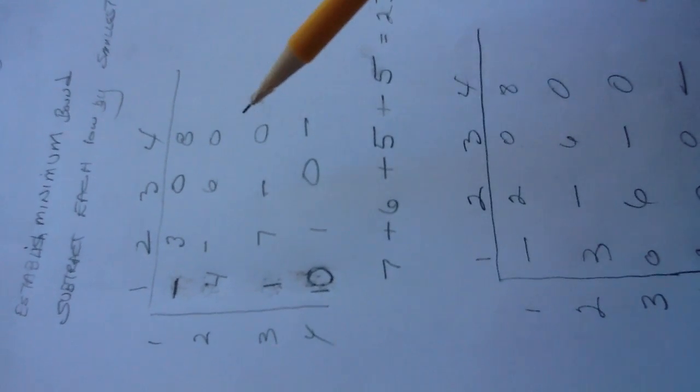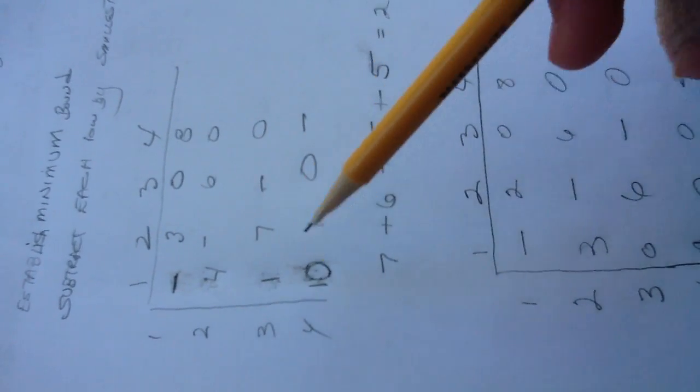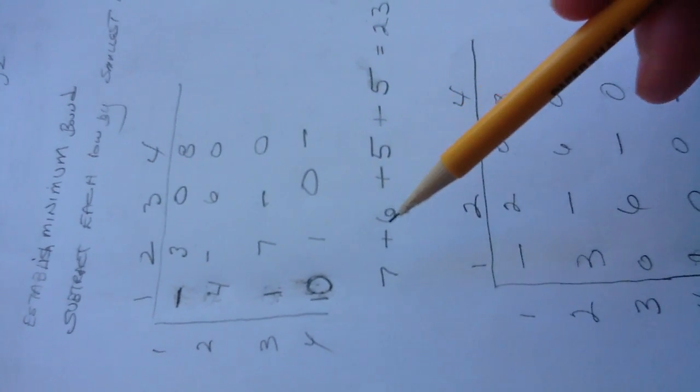Now you might be wondering why we have dashes, and the dashes represent an invalid trip. We're not going to go from City 1 to City 1, we're not going to go from City 2 to City 2. Therefore, we have dashes instead of an actual number. So, when we subtract all of the smallest numbers from each row, we're going to get 7 plus 6 plus 5 plus 5, which is going to give us the minimum bound of 23. Now this represents the least distance we're going to have to travel throughout this entire graph.